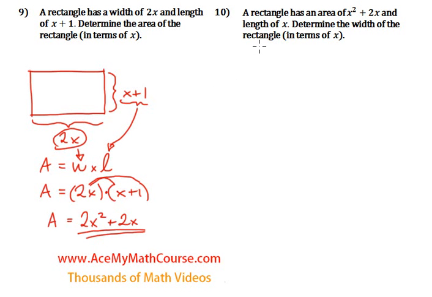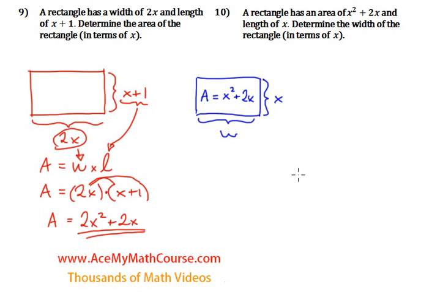Now for question number 10, another rectangle. Well, this rectangle looks a little bit worse than this one, but that's okay. Now the area of this rectangle, we already know. That's x squared plus 2x. And the length is just x. Determine the width of the rectangle in terms of x.